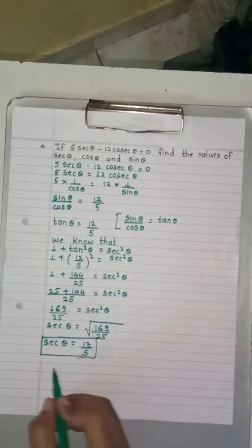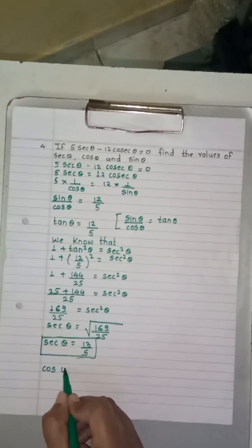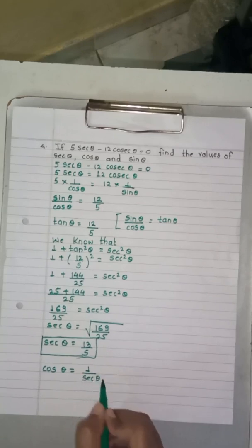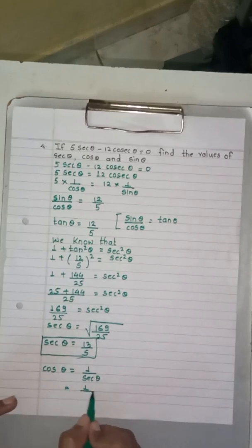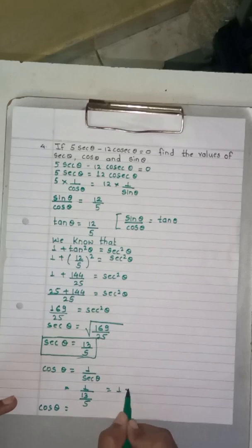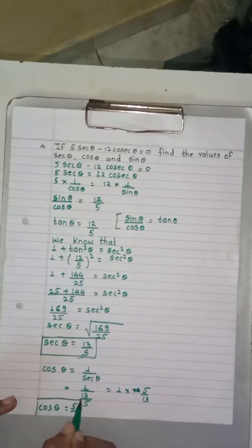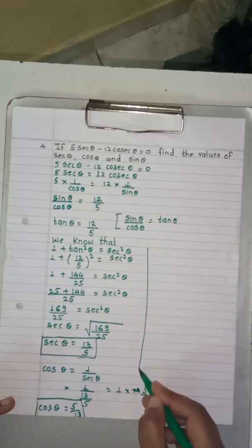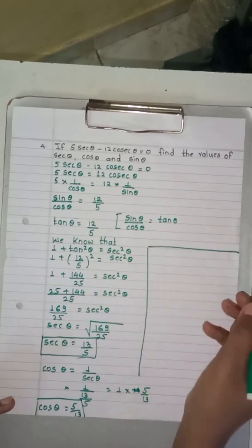Okay, now cos theta. What is cos theta? Cos theta is equal to 1 upon sec theta. Therefore, you can say that 1 upon 13 upon 5. Therefore, cos theta will be 1 into 5 upon 13. That is 5 upon 13 is the value of cos theta. Okay, now we'll find the value of sin theta.